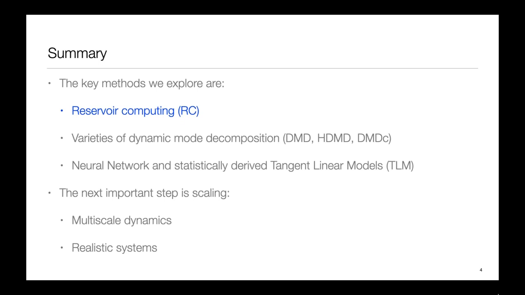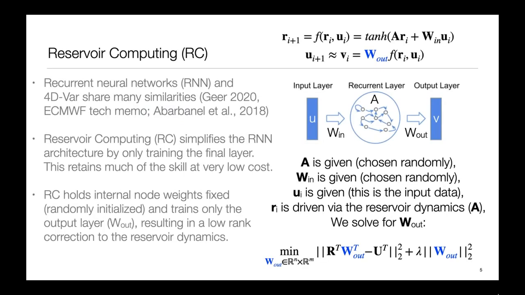So first, reservoir computing. Reservoir computing is a simplification of a recurrent neural network, which takes time into account in the neural network design. It's been pointed out by a number of authors that 4D-Var and the recurrent neural network share a lot of similarities. I think what you need to know about this is that you're essentially starting with a simplified nonlinear system. In this case, on the top right, it's just a function of a hyperbolic tangent and a linear system, which is represented by A. Instead of training these terms, we set them all in advance. So the only term that is learned from this process is, in blue, W out.